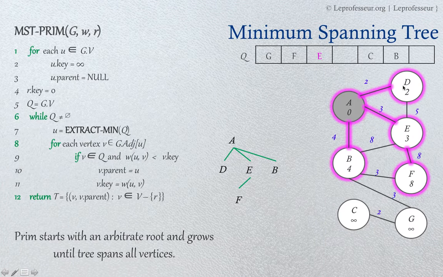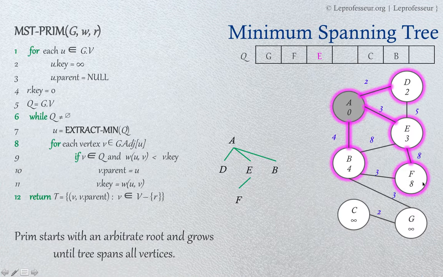Now next, we are again at line number 7, and we execute the same operation, extract min, and the next minimum key value vertex is E. Okay, and now adjacent to E we have A, we have B, we have F. So if we take A, same thing, A doesn't exist in our queue, so we will not satisfy the condition at line number 9, and we will not execute 10 and 11.